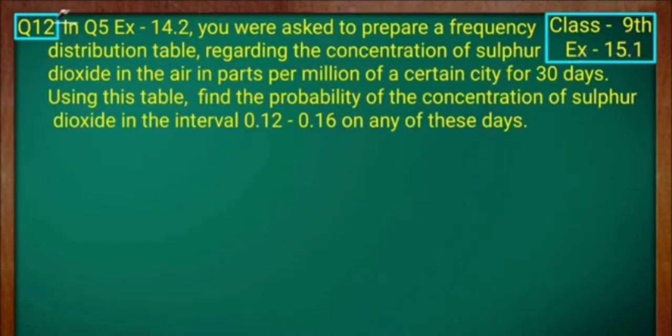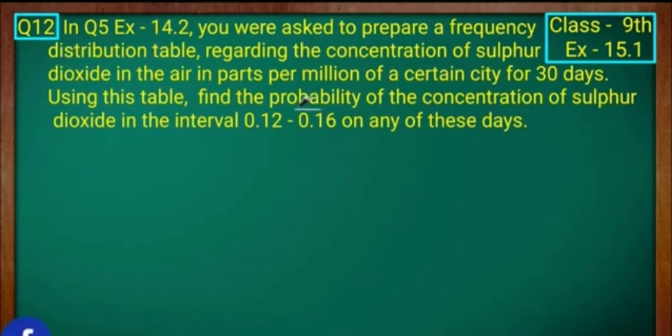Then coming to the next question, in question 5 of exercise 14.2 you are asked to prepare a frequency distribution table regarding the concentration of sulfur dioxide in the air, in parts per million, of a certain city for 30 days. Using the table, find the probability of the concentration of sulfur dioxide in the interval 0.12 to 0.16 on any of these days.